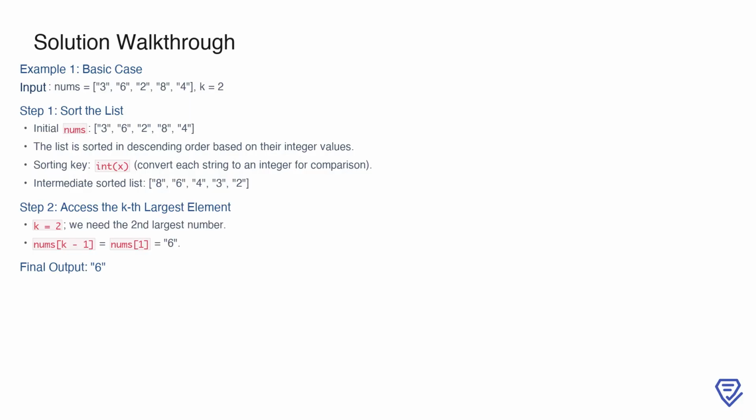To solve this problem, we start with a basic example where the input list is 3, 6, 2, 8, 4, and we need to find the second largest integer. The first step is to sort the list in descending order, but since the elements are strings, we use a sorting key that converts each string to an integer, ensuring correct numerical comparison. After the sorting process, the list becomes 8, 6, 4, 3, 2. Now that the list is sorted, we can directly access the kth largest element. Since k is 2, we look at the element at index k-1, which is index 1, giving us the value 6. This is our final output for this example.